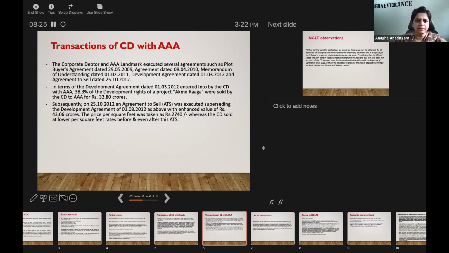Subsequently, in 2012 also an agreement to sell was executed, which superseded the prior development agreement, with an enhanced value of 43 crores. So if you see, even the amount in both the transactions appears to be similar. And regarding the price of this transaction, there was also a dispute, as in questions were raised about the price per square feet at which the CD sold the plots and flats which were being sold by the CD.